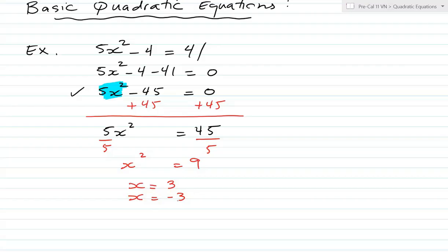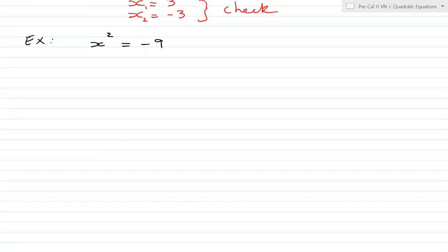Okay, so negative 3 squared, you can always check. Always check your solution, and you notice that it works. Now, because we got two solutions, we always say subscript 1, subscript 2 for x. That means x1 is 3, x2 is minus 3. That means the first solution is 3, the second solution is negative 3. It's not necessarily first or second, it's just that we are now differentiating between the two solutions. Okay, simple as that. So look at another example.